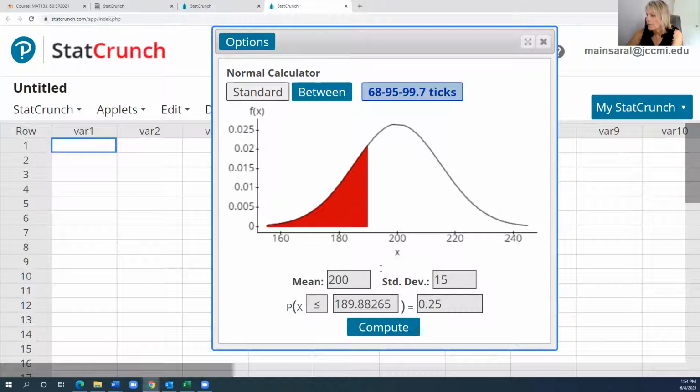Now that we have these parameters in, we can go ahead and answer the other questions. So for B, it says the percentile rank of X is 178. So again, on my paper, I'm marking 200, and then I'm going to mark where 178 is. I'm going to go back and share my screen so you can all follow here.